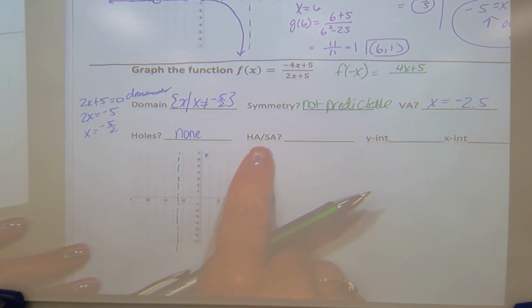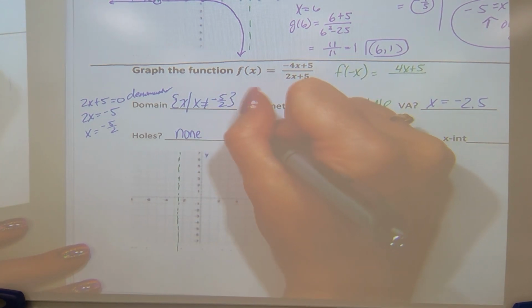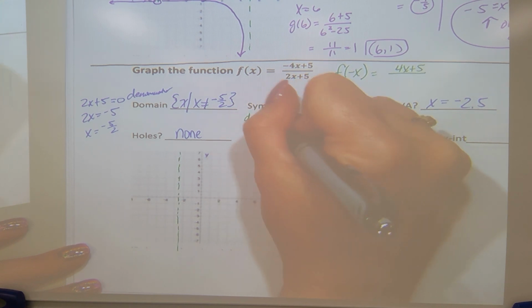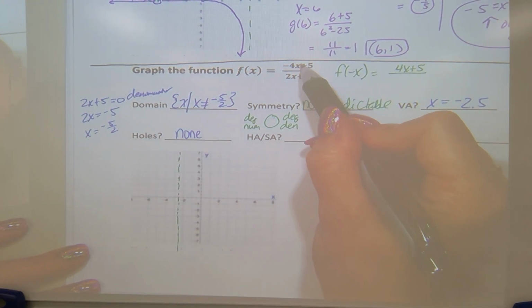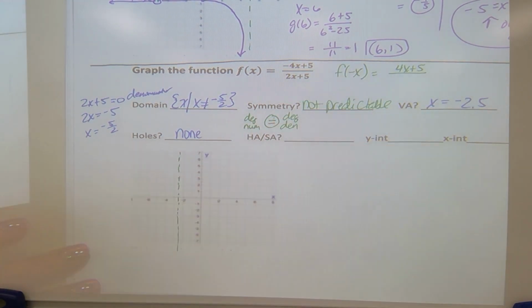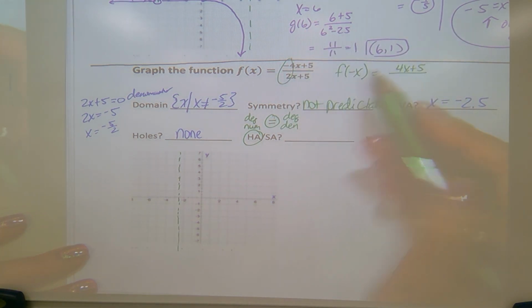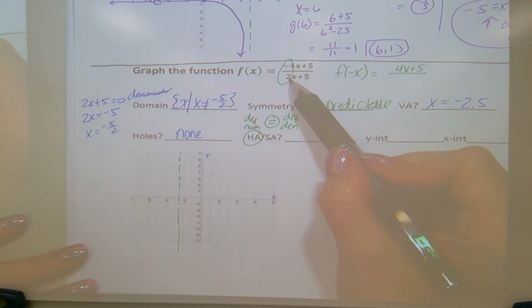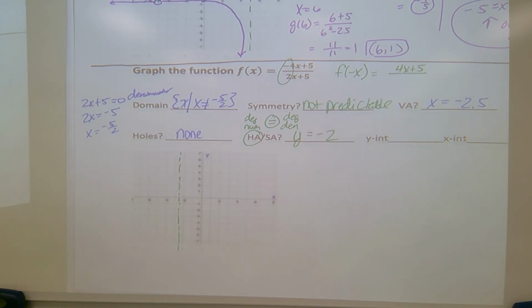So now let's think about horizontal versus slant asymptote. To figure that out, I compare the degree of the numerator compared to the degree of the denominator. And when I look at that, I see they're both first degree. So it's equal. When those two degrees are equal to each other, I have a horizontal asymptote at the ratio of the leading coefficients. Well, my leading coefficients, negative 4 over 2. Negative 4 divided by 2 is negative 2. So y equals negative 2. That's my horizontal asymptote. y equals negative 2.